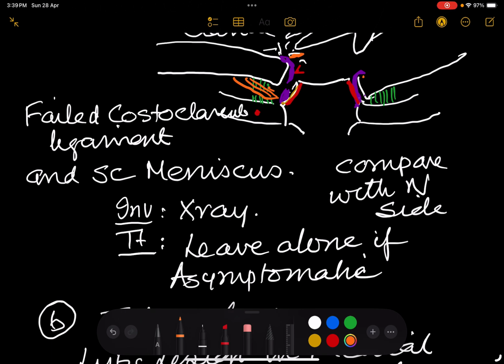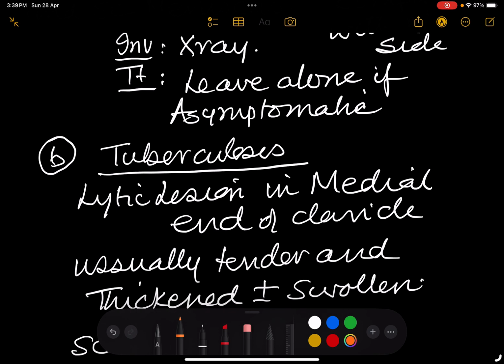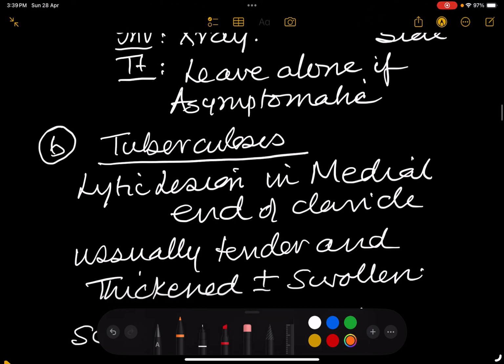And the clinical diagnosis is by comparing with the normal side. Investigation is X-ray, and you leave it if it is asymptomatic or mildly symptomatic. And it's a very important joint, so you don't try to fuse it, because that will prevent overhead abduction of the shoulder. And all movements of the scapula will go. That means protraction, retraction, rotation, derotation, depression, elevation. All are occurring in the sternoclavicular joint. So don't take this joint lightly.